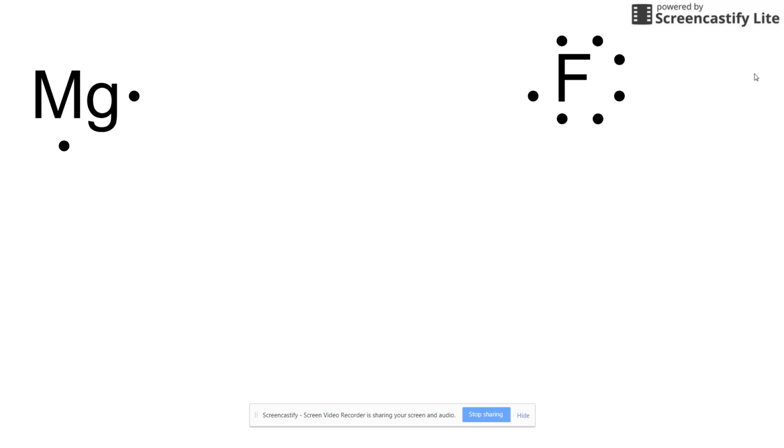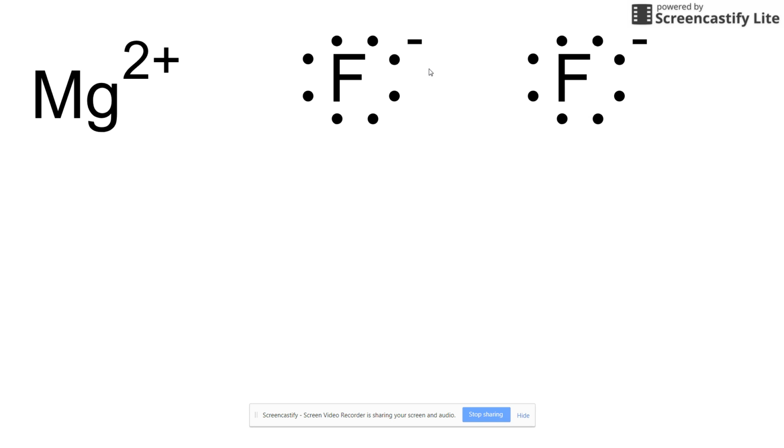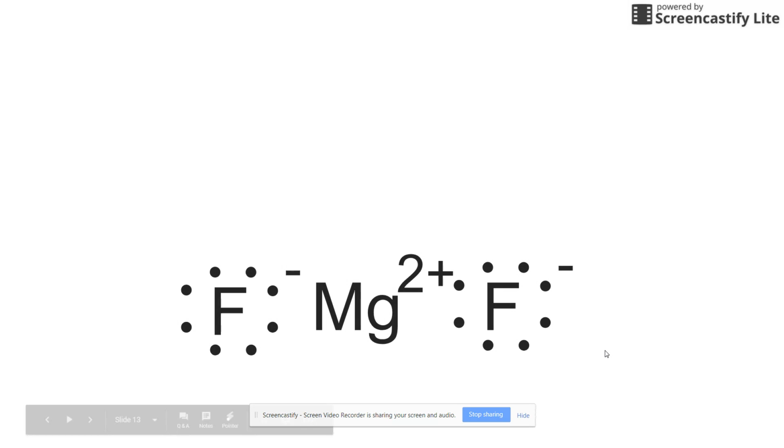Again, fluorine will attract one of these electrons, and you'll end up with a negative charge on the fluorine. But magnesium still has this other electron not taken, so you'll need another fluorine to attract that. Magnesium lost two negative charges, so it became positive by two. So it's a two plus. Each fluorine has a negative charge because it gained one electron. Negatives and positives attract, and you end up with magnesium fluoride.